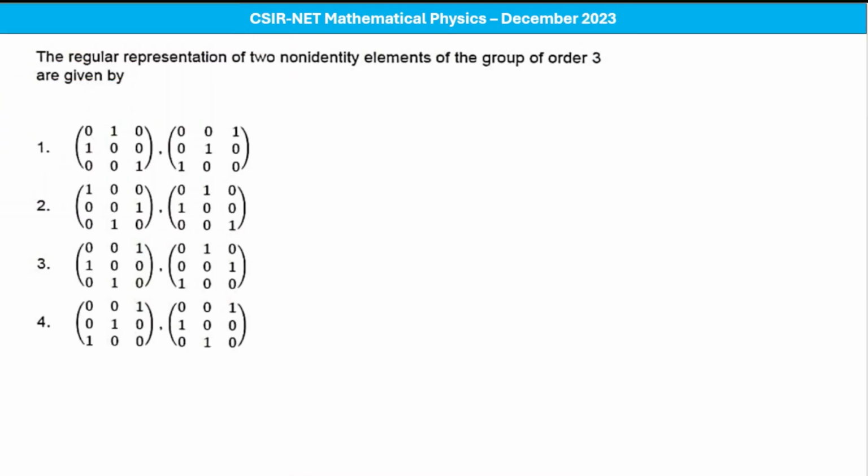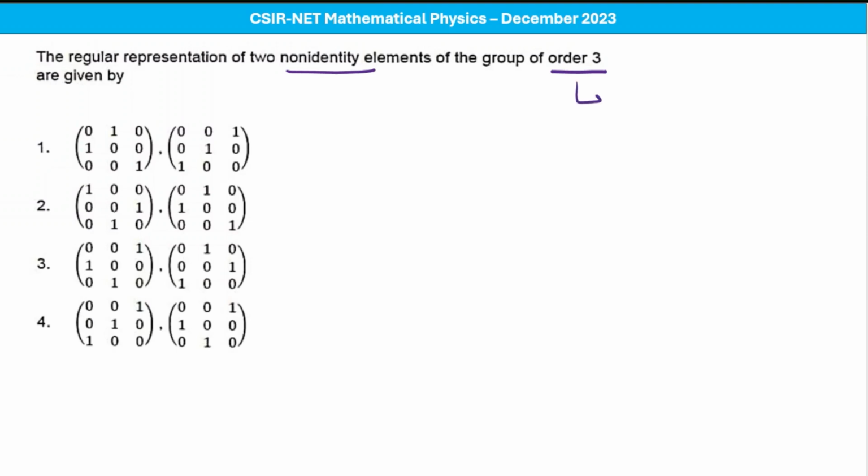Today I will discuss mathematical physics questions from December 2023 paper. So the first question is, the regular representation of two non-identity elements of the group of order 3 are given by. So it is a question of group theory. You just have to apply some of the group properties and it will be very easy.